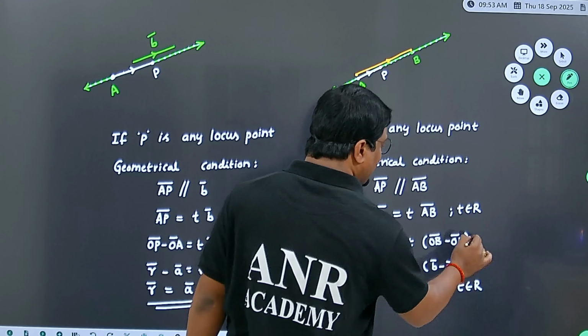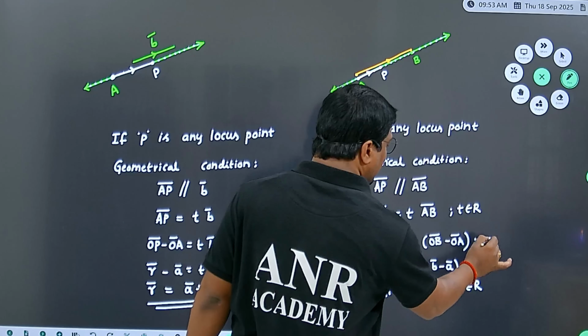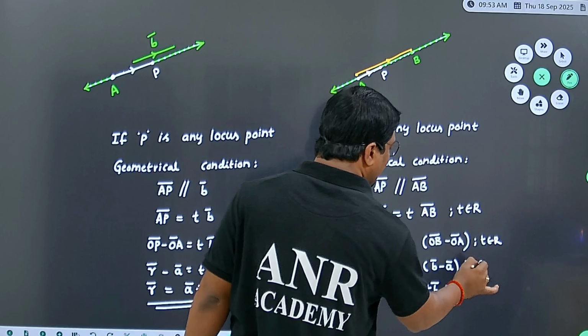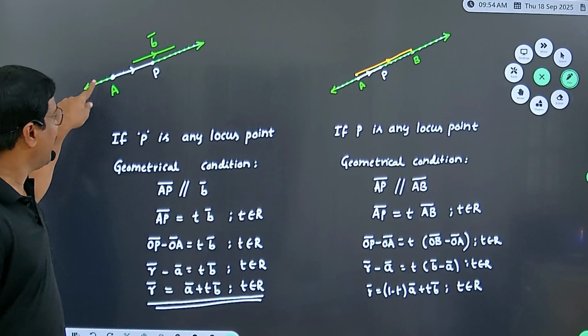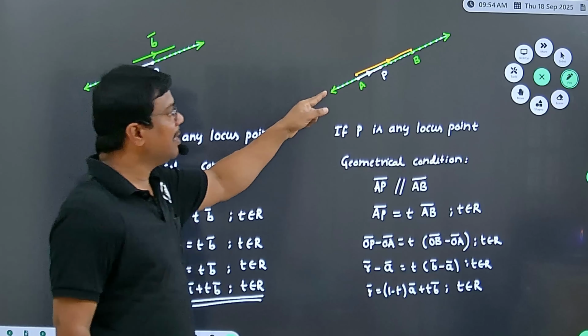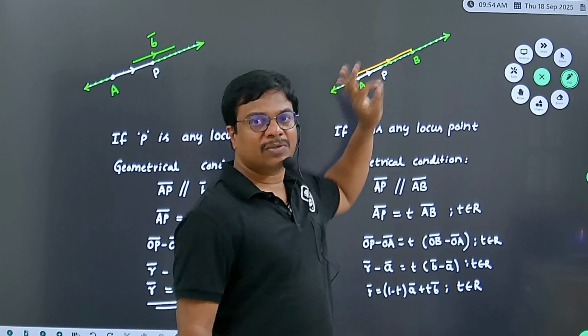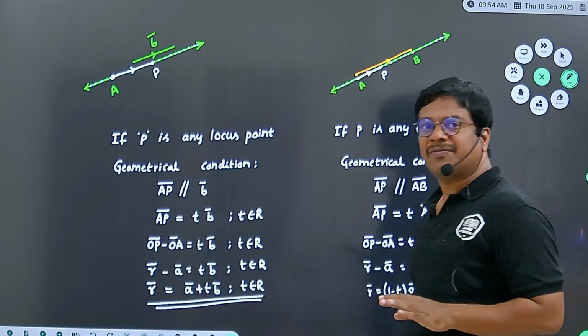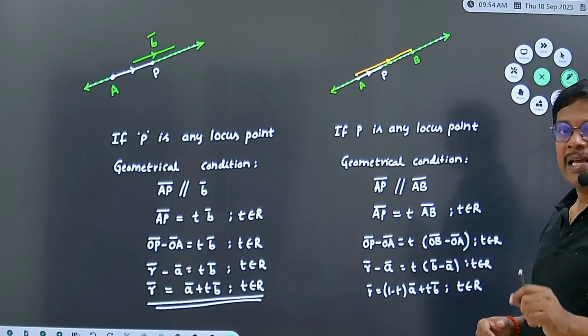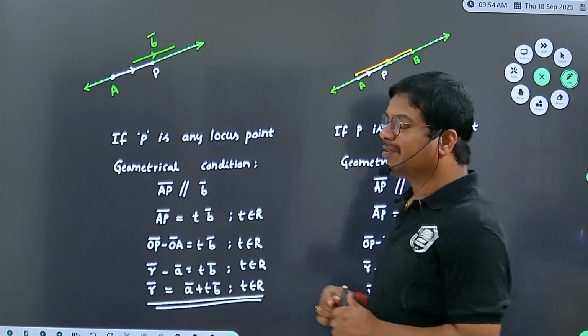So these are equations of straight lines in different forms. One is the line passing through point A parallel to B vector, and the other is the line passing through two different points. This is about the vector equation of lines. Next, let us move to the equation of planes now.